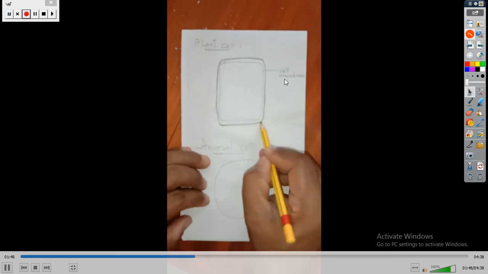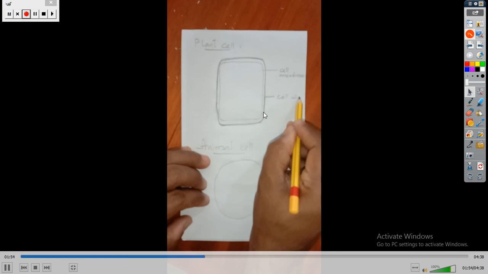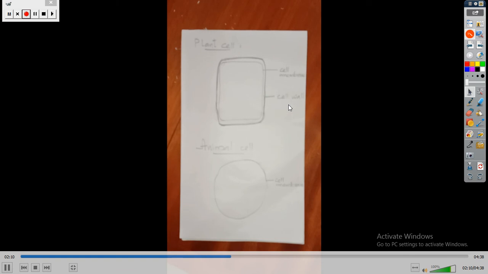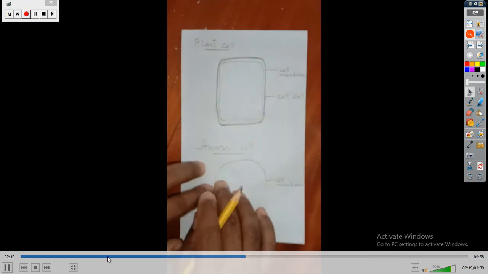The thin layer we call the cell membrane, the protective layer found around the cell. The thin layer is called the cell membrane, and the outer thick layer is called the cell wall. This cell wall is made up of cellulose. The cell wall is made up of one carbohydrate which is called cellulose, that we told only animals can digest, ruminants can digest.